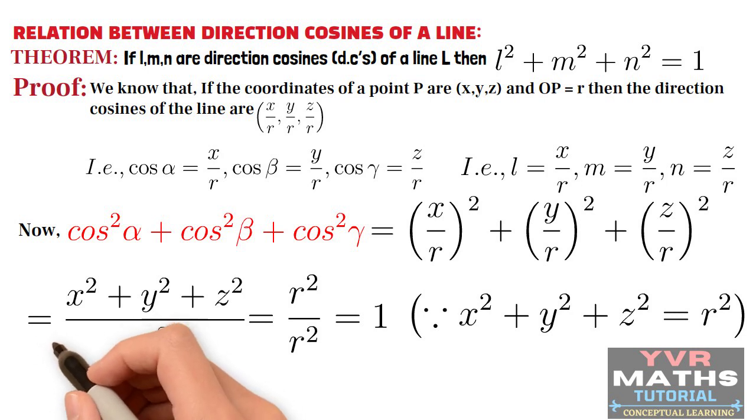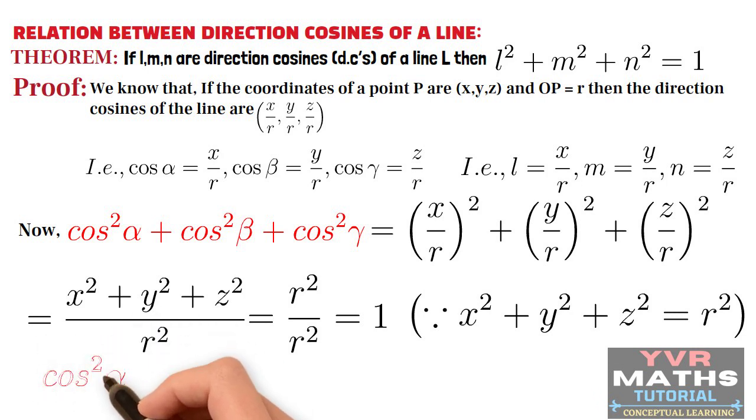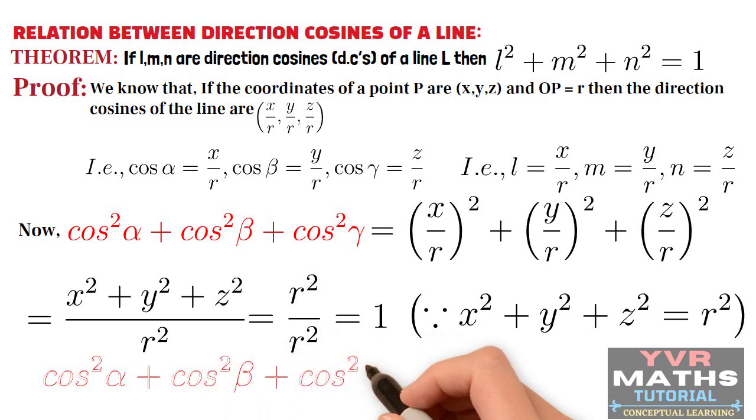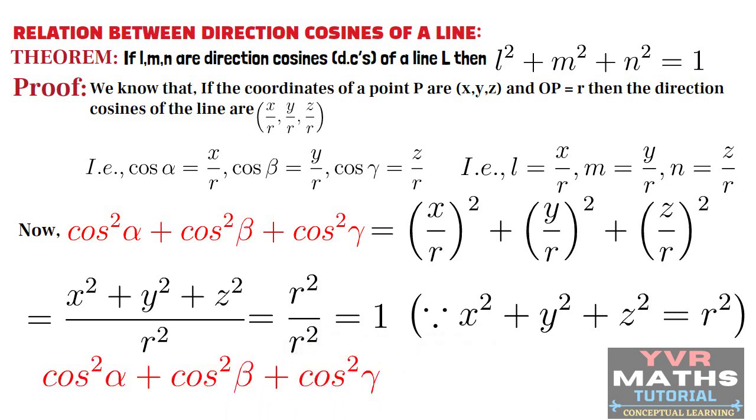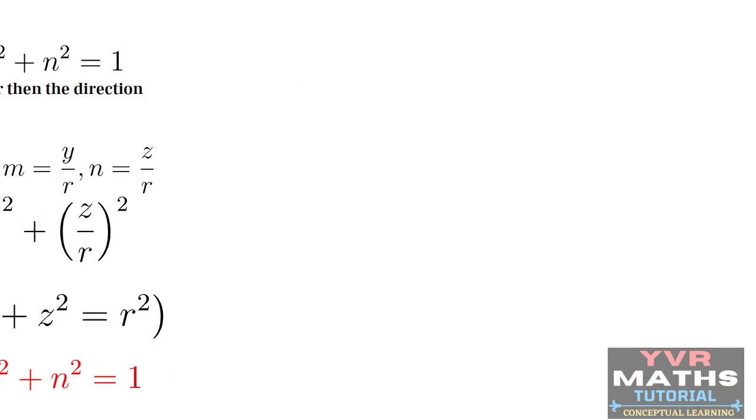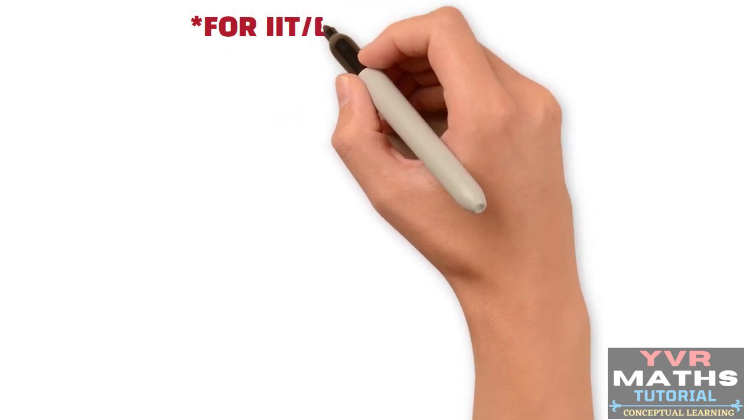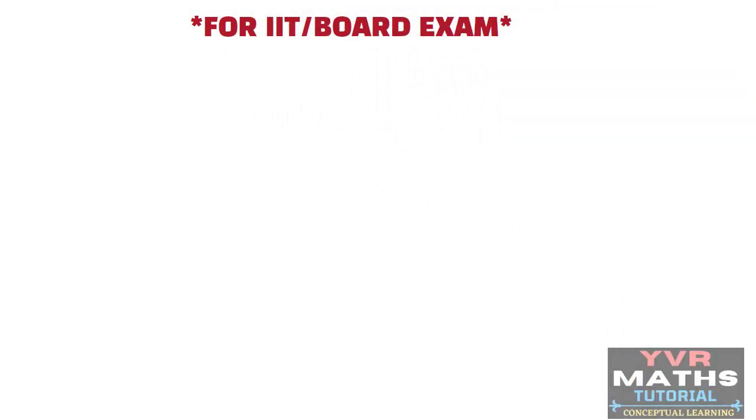Okay, finally what we got now? cos²α + cos²β + cos²γ = 1, which is nothing but l² + m² + n² = 1. Based on this concept, we will discuss some important problems for IIT or your board exam also.